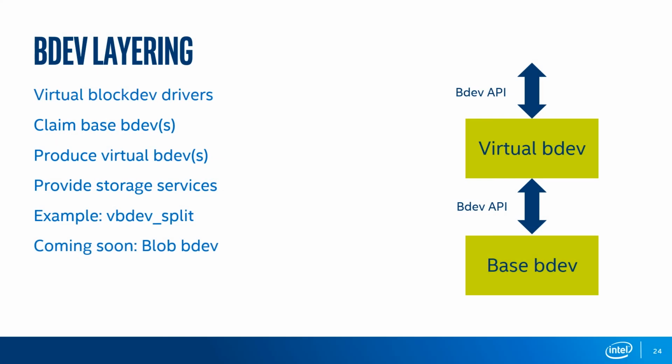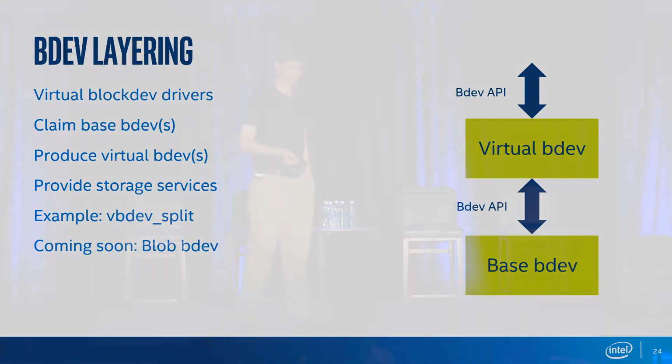And as we talked about this morning, the blob store is essentially a block allocator. We want to make this into a BDEV that you can use to provision a single large block device into smaller ones. That's not done yet, but that's on our roadmap. So those are all the components.